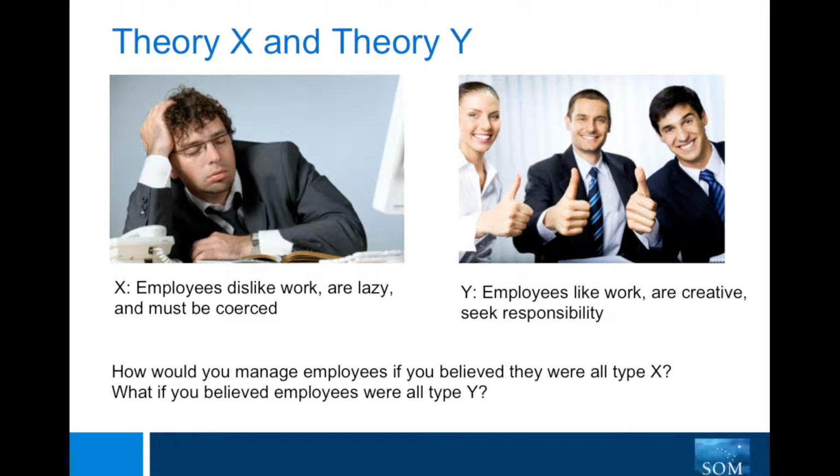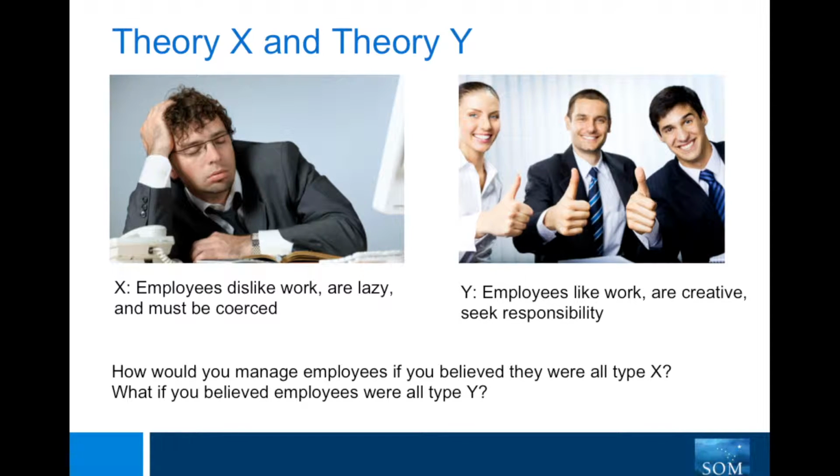Second theory of motivation is theory X and theory Y. This is a pretty simple one. Essentially, it's a pair of two theories that managers can either view employees as type X, that means that they dislike work, they're lazy, and they must be coerced, or type Y. And if you view employees as type Y, you believe that they like work, are creative, and seek responsibility.